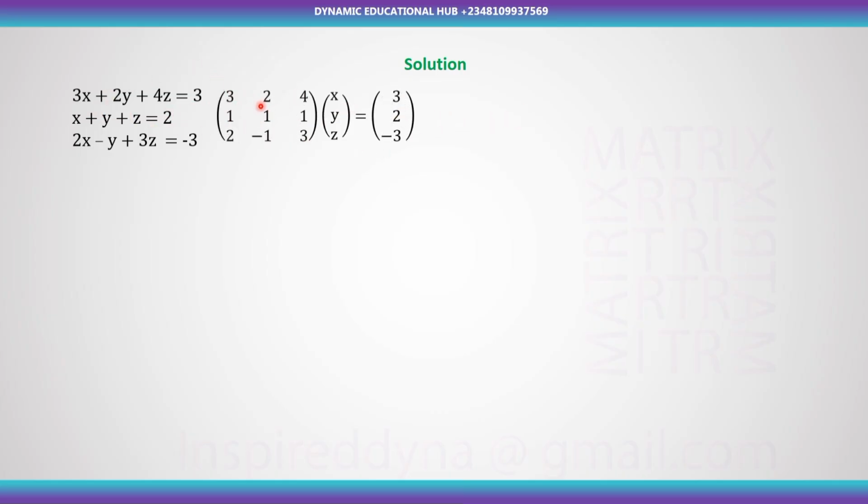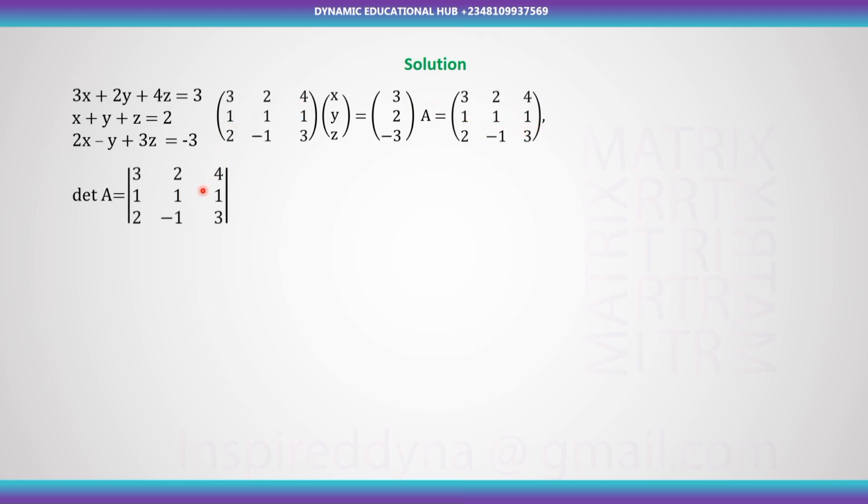Now we are going to have this. How do I arrive at this? These values in the matrix are the coefficients of the unknowns, this is x, y, z, the unknowns we are looking for, and over here are the answers. So A is going to be this.